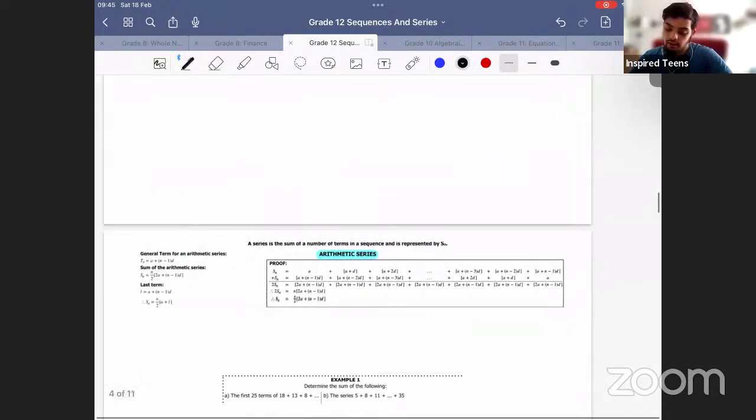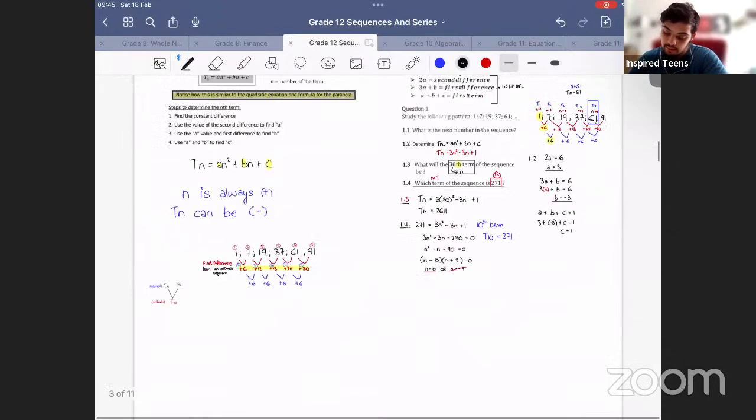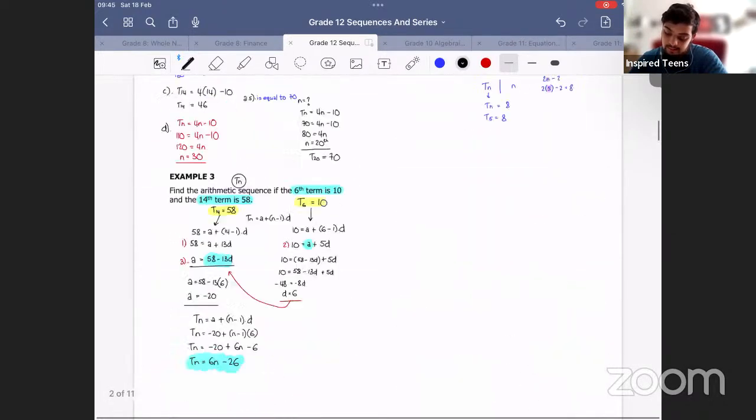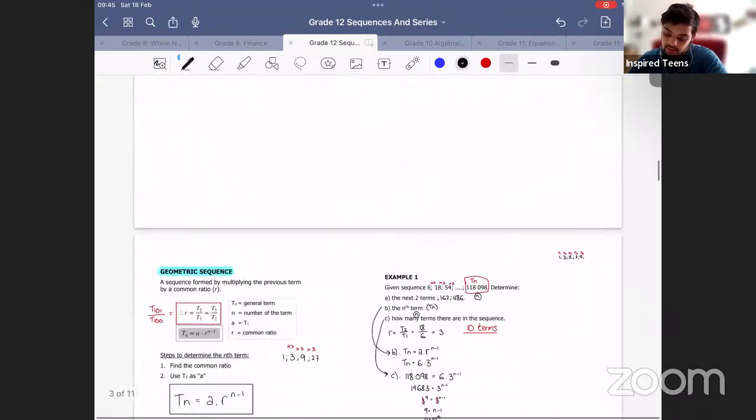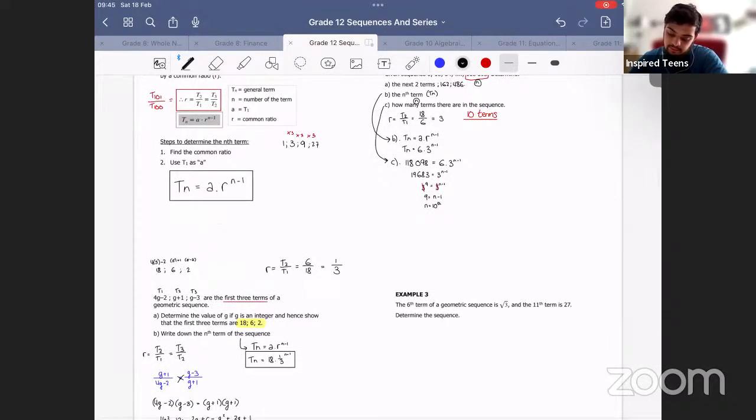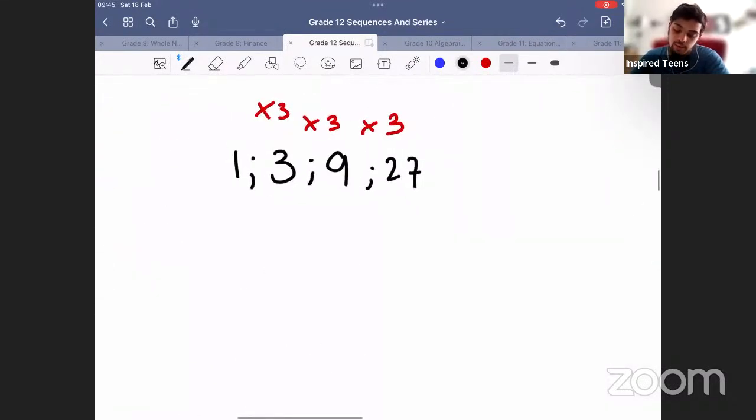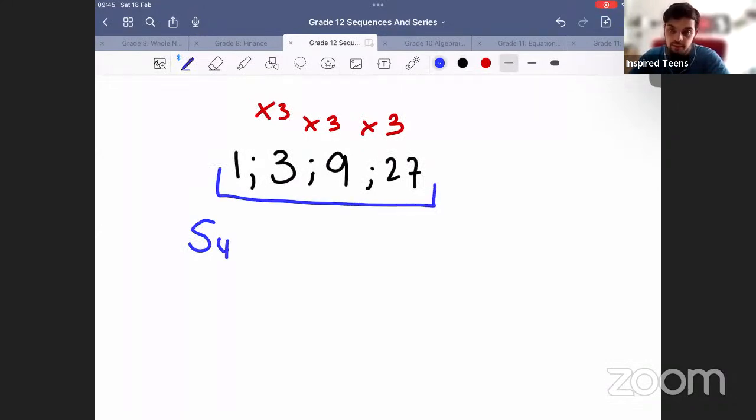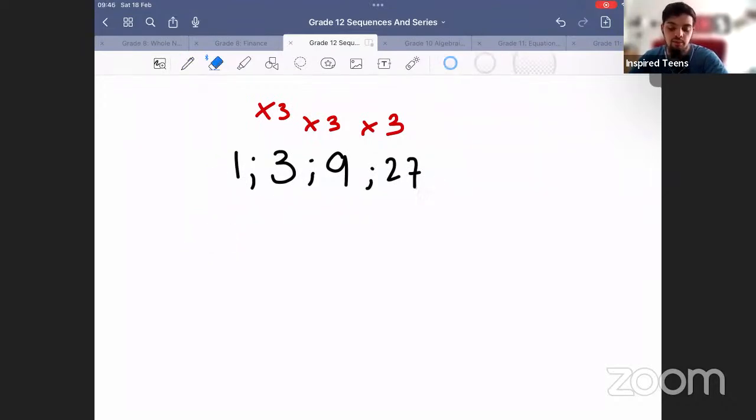So for example, in my simple pattern, where's my simple pattern? Where is that pattern? Maybe I erased it. For example, let's look at this. There's 4 numbers. S4 would basically be adding the first 4 terms up. So 1 plus 3 plus 9 plus 27, that would give us S4, the sum of the first 4 terms.